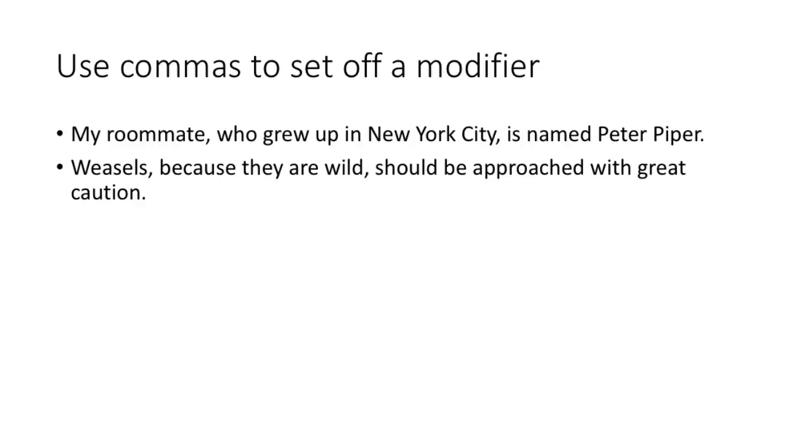Now, what about when you actually use a comma? You use one to set off a modifier. Occasionally we encounter sentences where the punctuation needs to be within a unit. So you're not doing it between things, but within. So we have, my roommate, who grew up in New York City, is named Peter Piper. In this case, roommate is the subject and the verb is, the to be verb. So we actually have an adverbial here, a modifier between the subject and the verb. In that case, you can put commas around it.